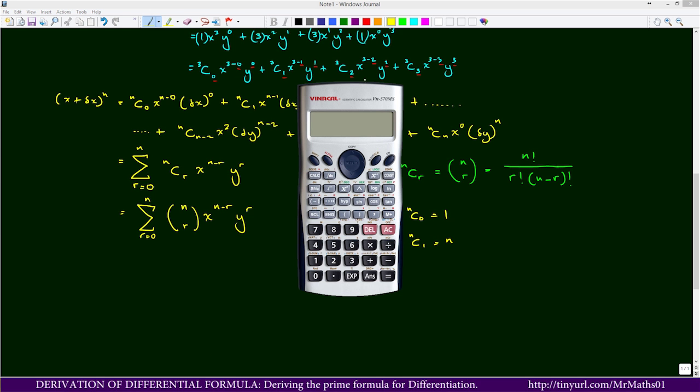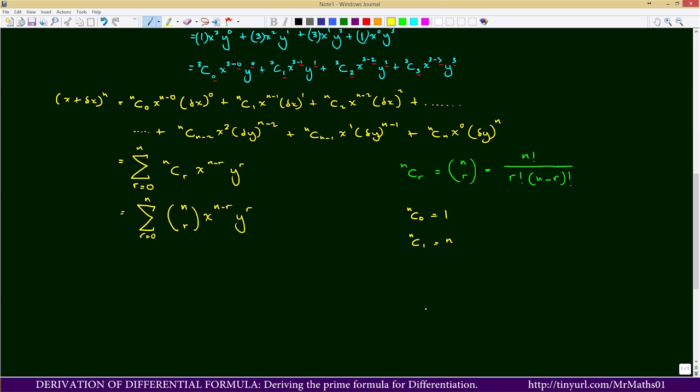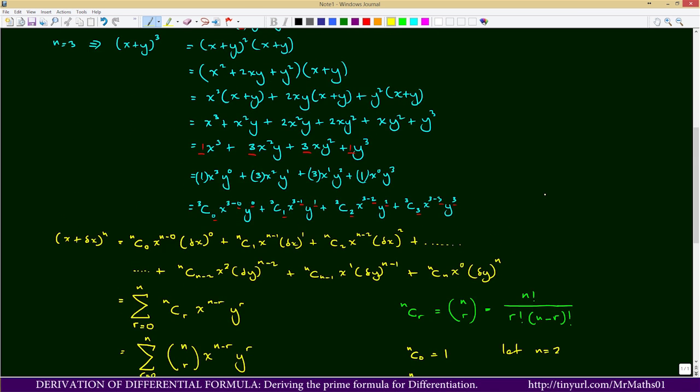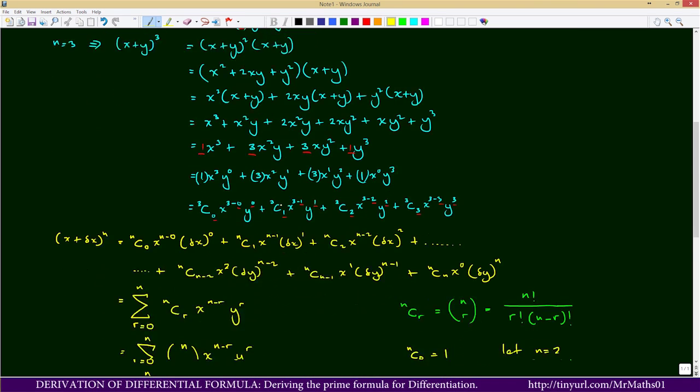I have my own calculator here. Take a look at this. nCr, n choose r, is here. I'm circling it here with my mouse. Okay, let's say n equal to 5. No, let me choose n equal to 2, the same example as this one. I'm going to prove to you that the first coefficient is 1, the second is 2, and the third is 1, and then I'm going to choose the value of n equal to 3.